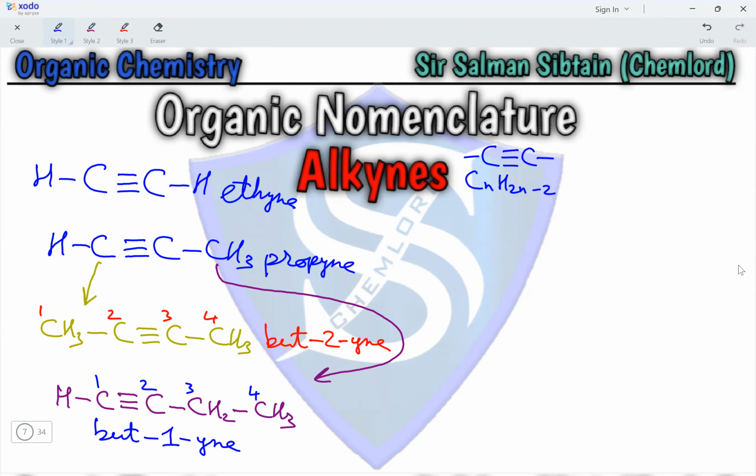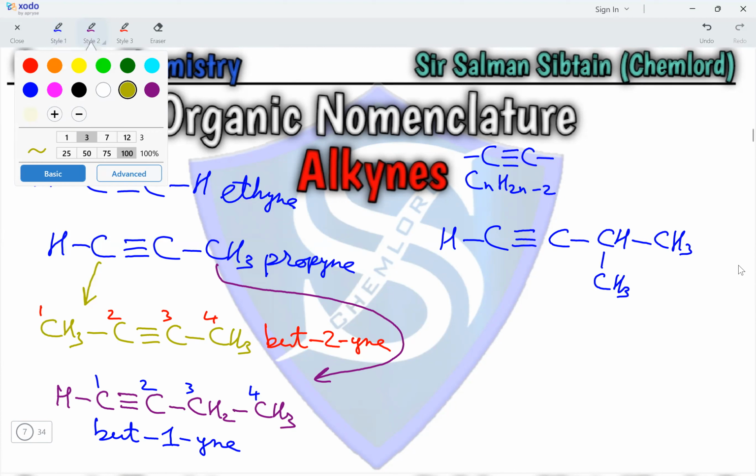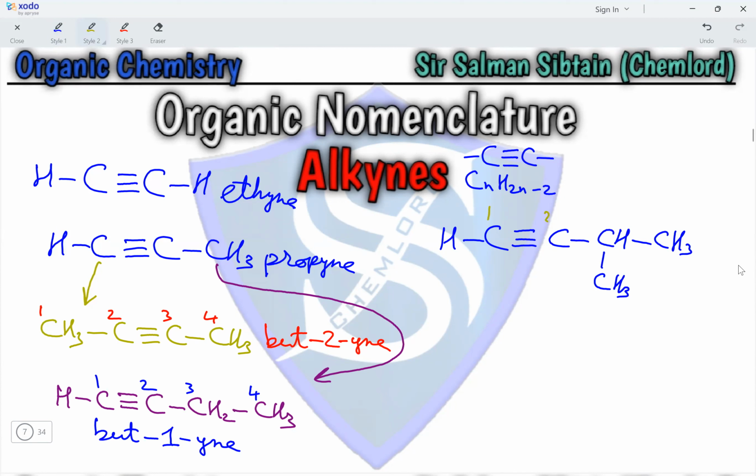So, if we have butane as our parent compound, HC triple bond C, then we've got CH and CH3. And if we introduce a methyl group here, CH3, now we have introduction of a substitute group. However, preference would still be given to the functional group, which is the triple bond. So the numbering would be done from left to right: 1, 2, 3, and 4.